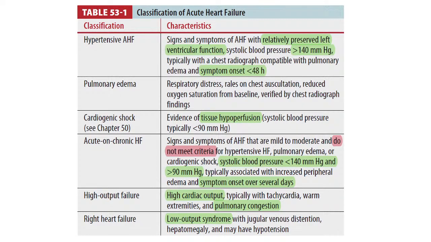There are 6 phenotypic types of heart failure. They are hypertensive heart failure, pulmonary edema, cardiogenic shock, acute on chronic heart failure, high output cardiac failure, and right heart failure. In hypertensive heart failure, we have to know that there will be signs and symptoms of heart failure, but the left ventricular ejection fraction will be preserved and the BP will be more than 140. The other thing to notice is that the symptom onset will be less than 48 hours, or 2 days. So such patients are classified as hypertensive heart failure. The next is pulmonary edema.